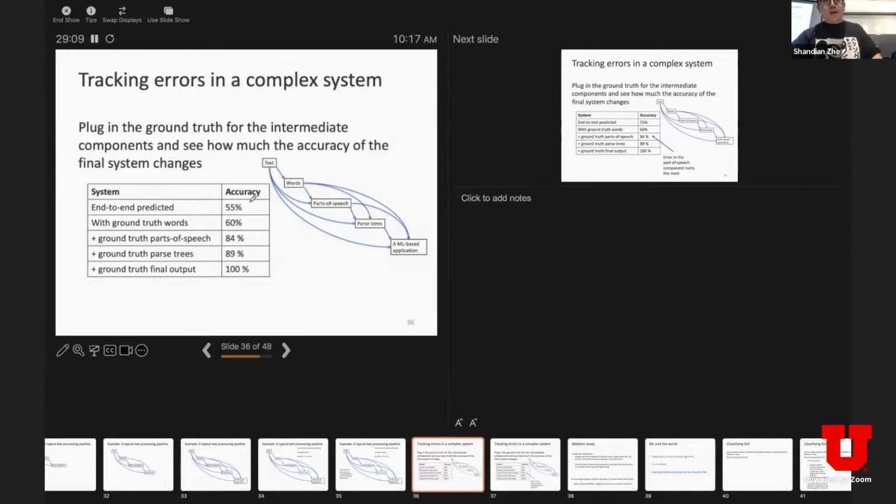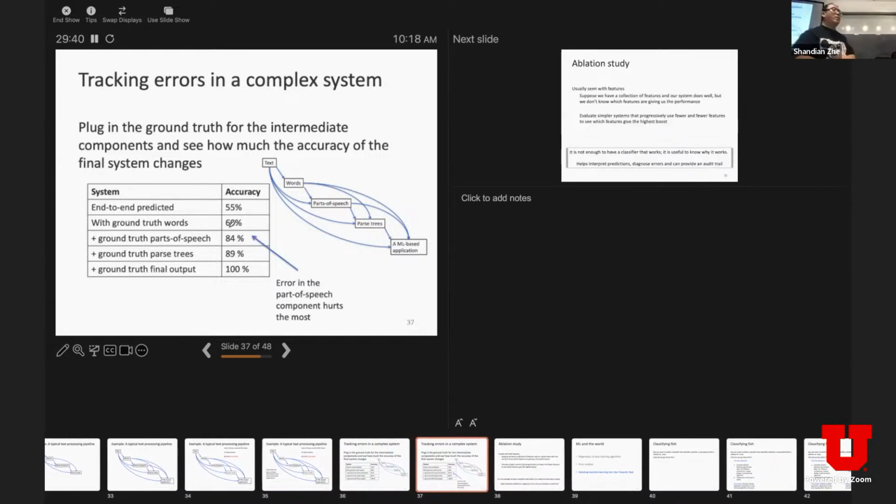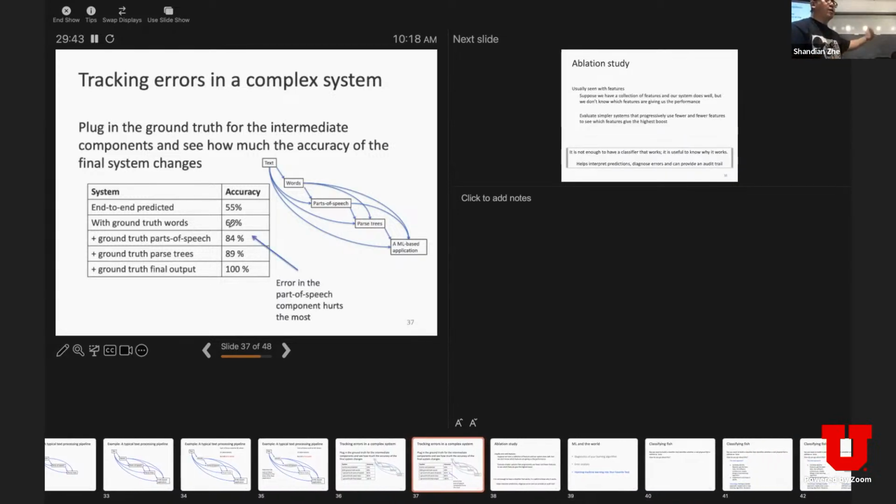So now throughout this change of the accuracies, what can we conclude? Which component is problematic? Part of speech tagging, right? Because with the incorporation of this part of speech tagging model instead of the ground truth, it reduces your accuracy from 84 to 60%, right? So that's why we have to substantially improve your part of speech tagging model to lift up the performance.